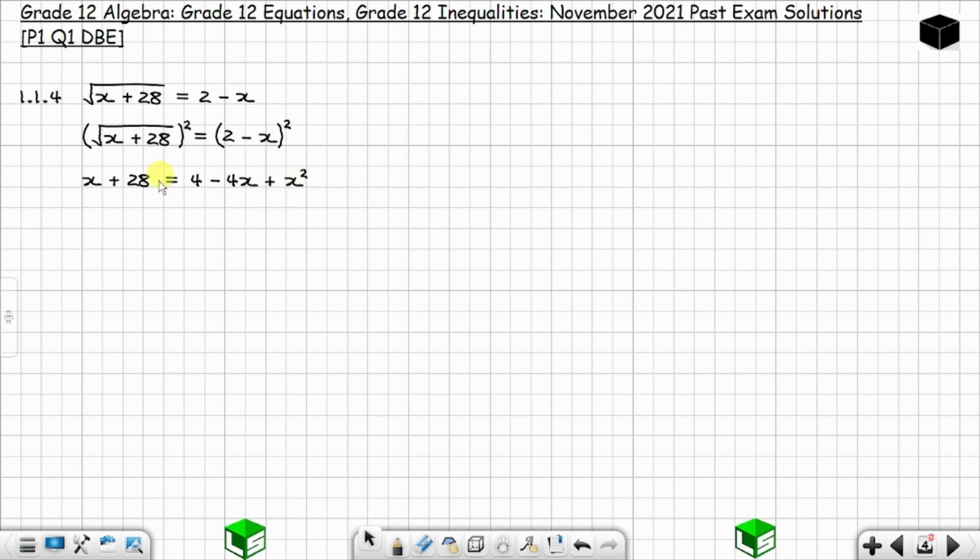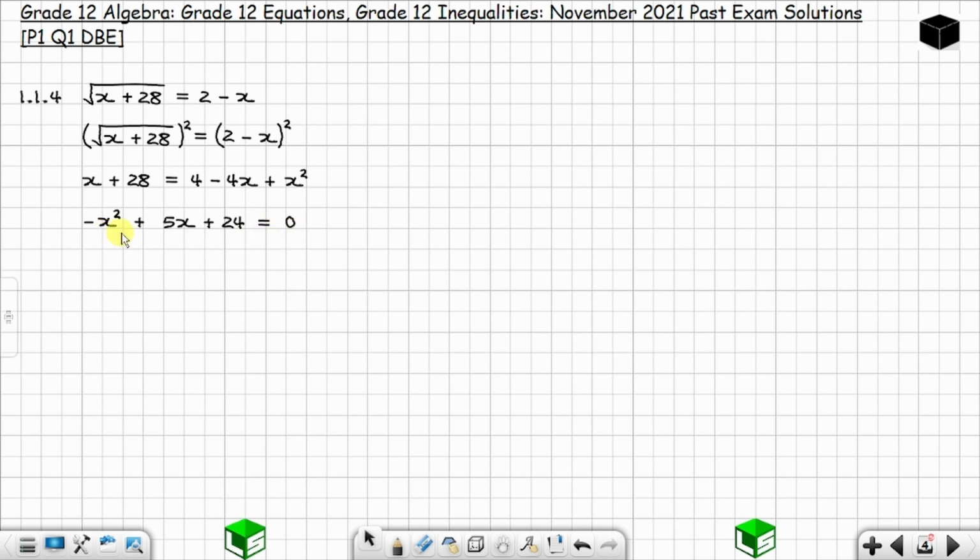Now you take the x squared to the left, so you have negative x squared. And you have minus 4x; you take it to the left, it becomes plus 4x. So you have 4x plus x, which is plus 5x. Then you have 28 minus 4; the 4 comes to the left and becomes minus 4. So 28 minus 4 is plus 24. And this is equal to 0. You only remain with 0 on the right side.